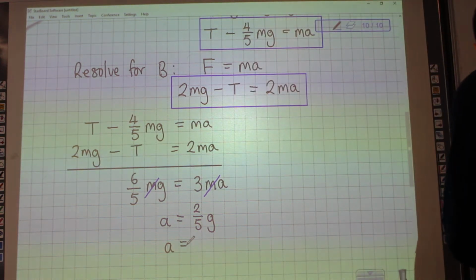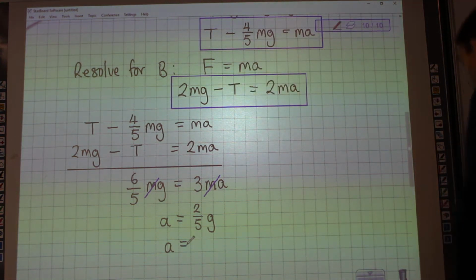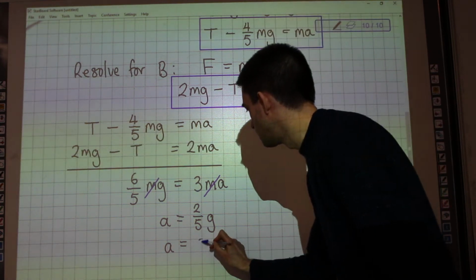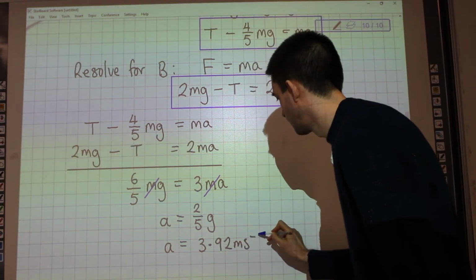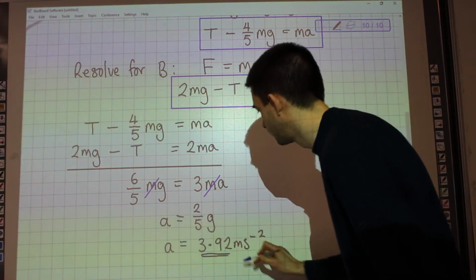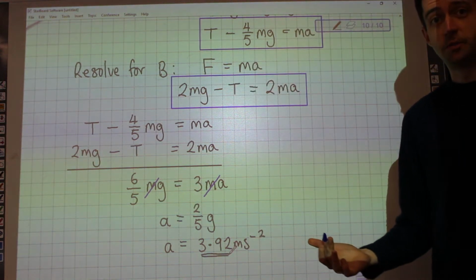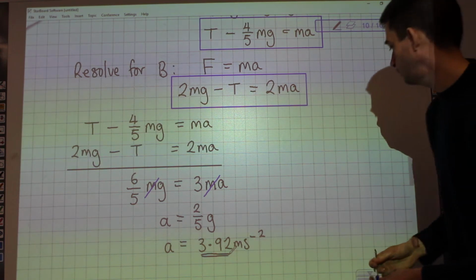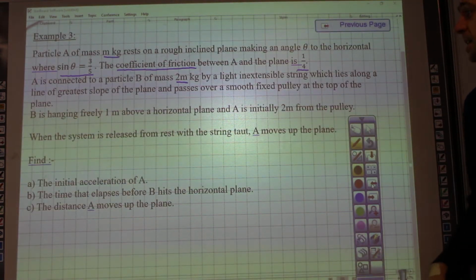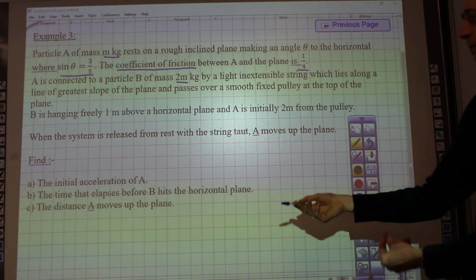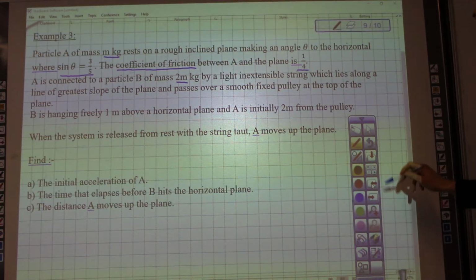and 2/5 g, working out 2/5 of 9.8 is 3.92 ms to negative 2, and that is the solution to part A. Right. Part B then is saying the time that elapses before B hits the horizontal plane.